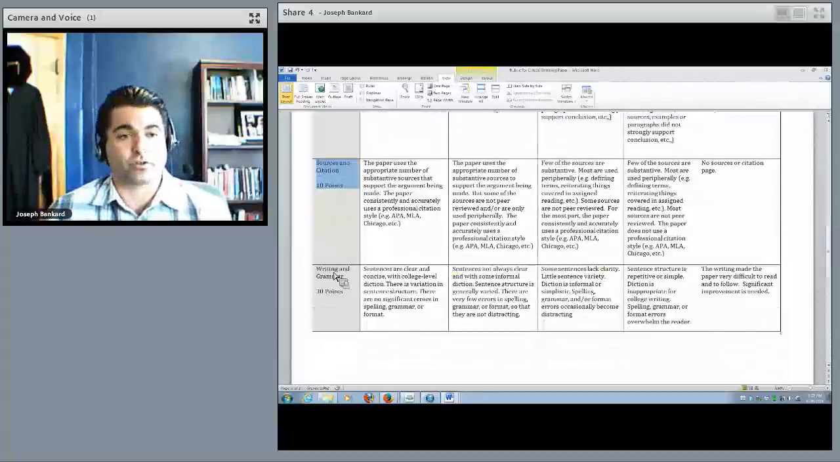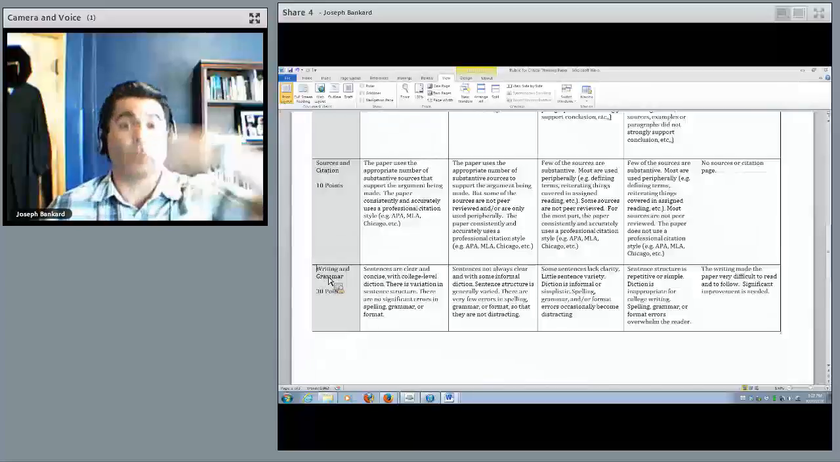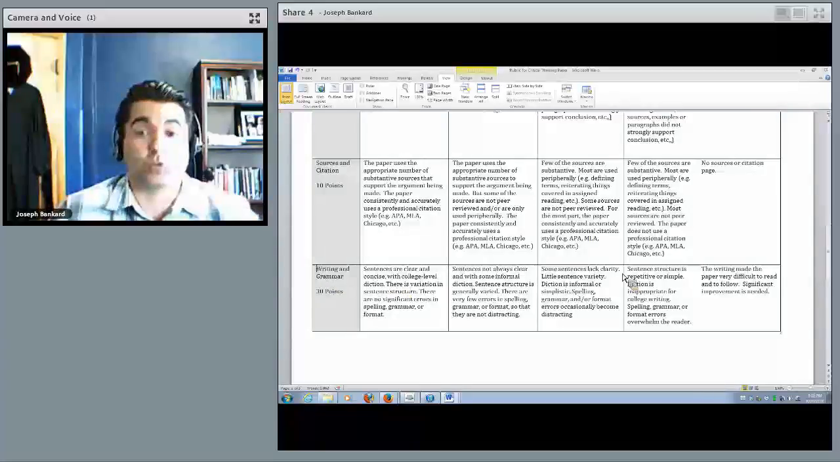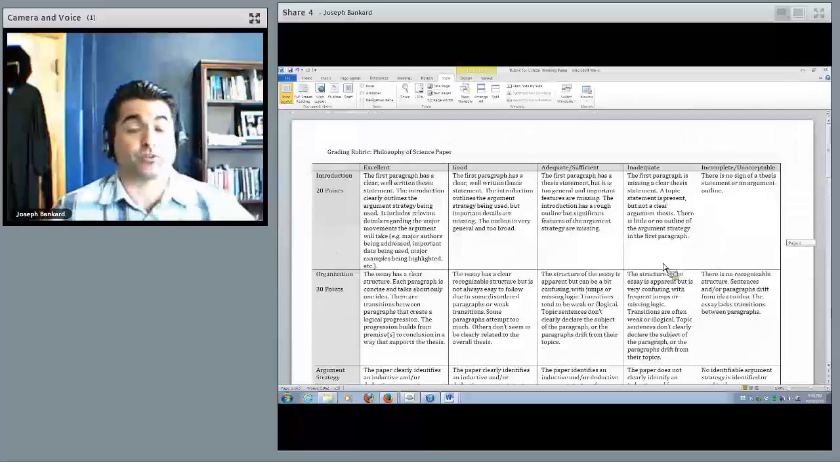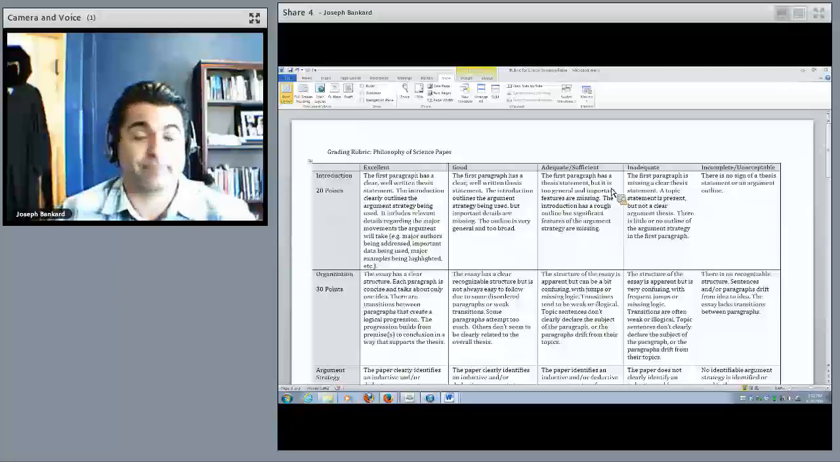And then, of course, writing and grammar. Is it at the college level? And if it's not, get some help to raise it to the college level. I'm going to be going and checking these boxes that apply, and then as a result, you're going to be getting a grade. So this rubric is really important for you as you write your paper to look at, so you know what I expect.